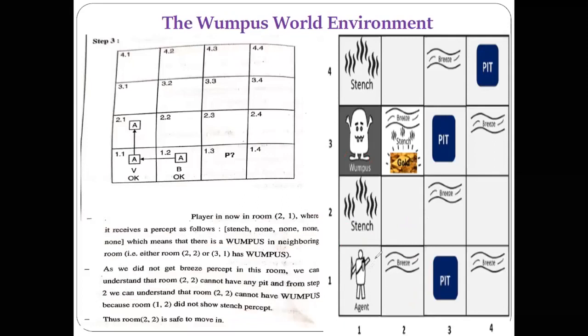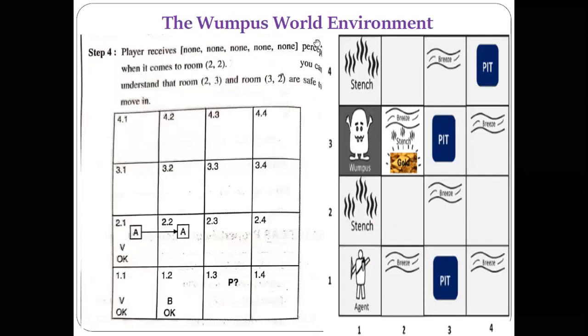Understood? So now, as we can see, the agent moves from this room to this room, and next he will move to this room. Understood? Yes, sir. Let's see then what happens in that next step. Now, when he goes to room 2-2, this room, when he goes to room 2-2, now he will perceive this. What does it mean?